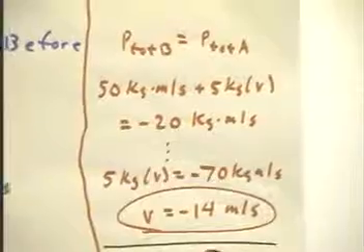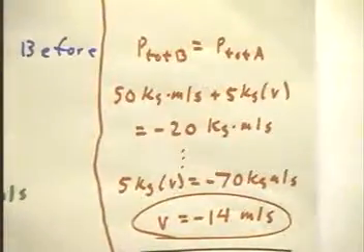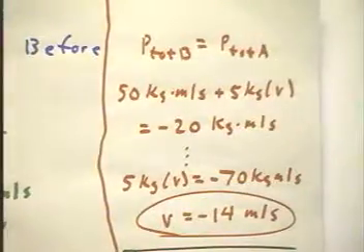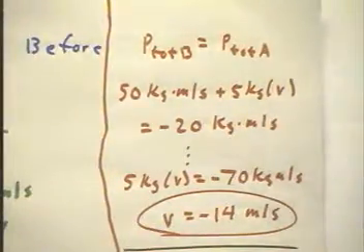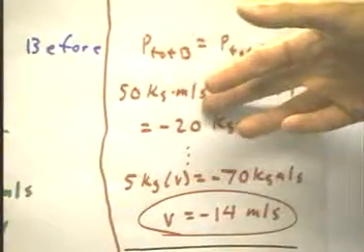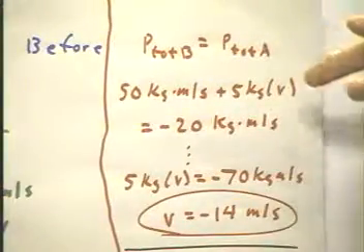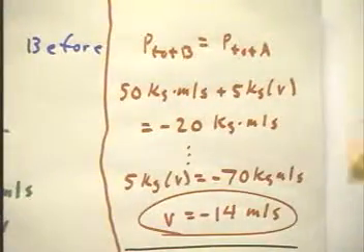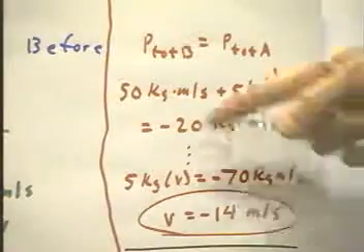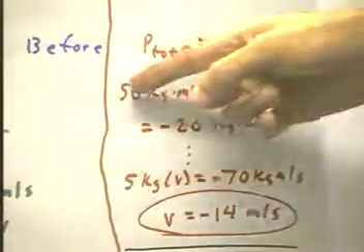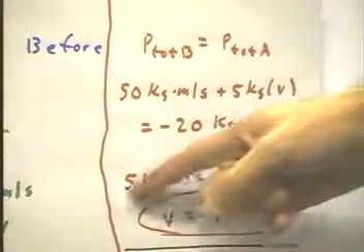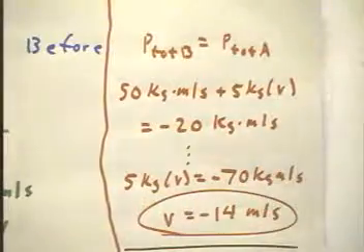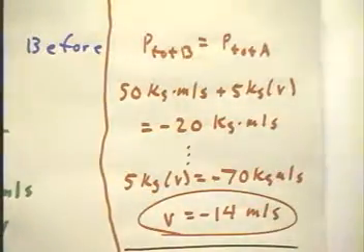Now we'll see this a little more formally. We can create an equation by setting the total momentum before to the total momentum after collision, and we see that we have 50 kilogram meters per second plus 5 kilograms times v before collision, -20 kilogram meters per second after collision. We can easily solve this for v. We add the -50 kilogram meters per second to both sides, and we end up with 5 kilograms times v is -70 kilogram meters per second. V is -14 meters per second, as we saw earlier.